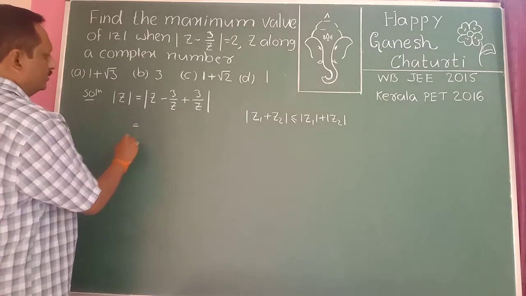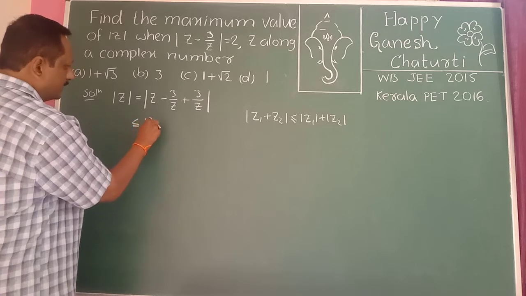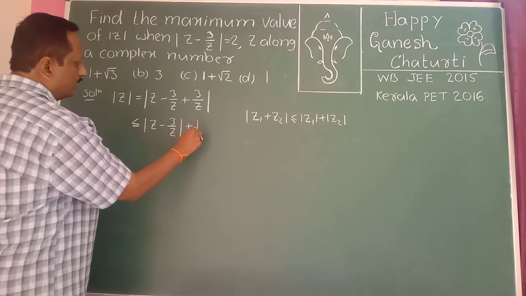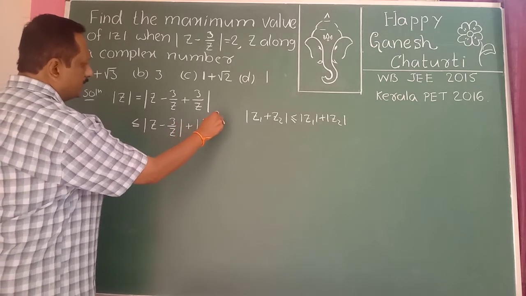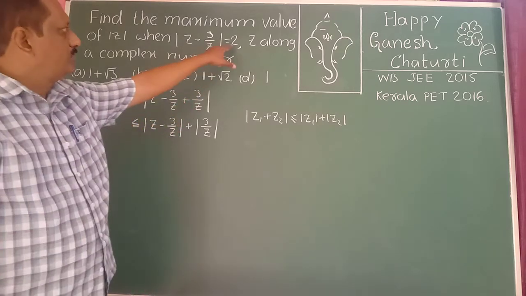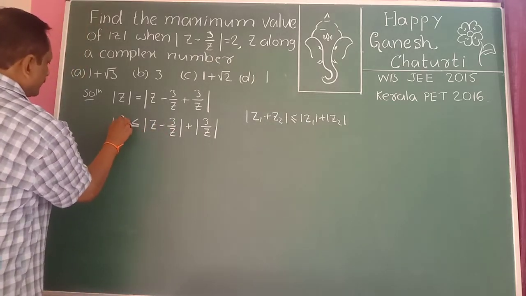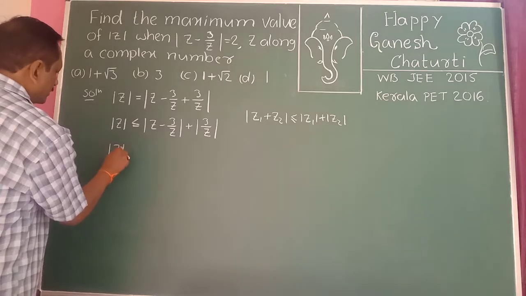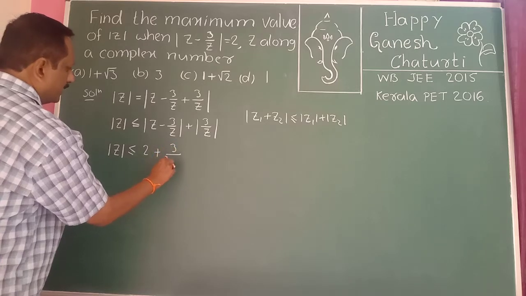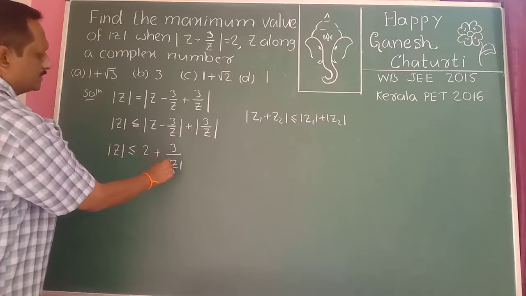Hence, using this result, modulus of z is less than or equal to modulus of z minus 3 upon z plus modulus of 3 divided by z. Then they already gave the value of this as 2, so replace here. So modulus of z is less than or equal to 2 plus 3 divided by modulus of z, where 3 is a constant.